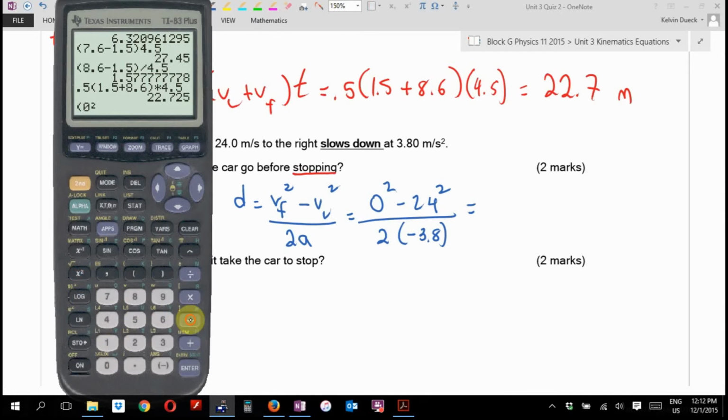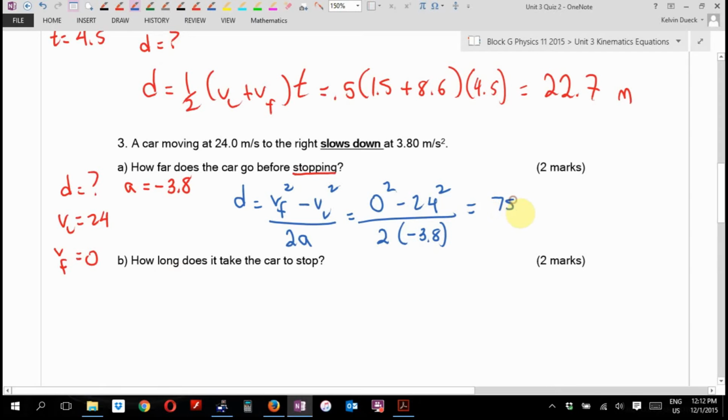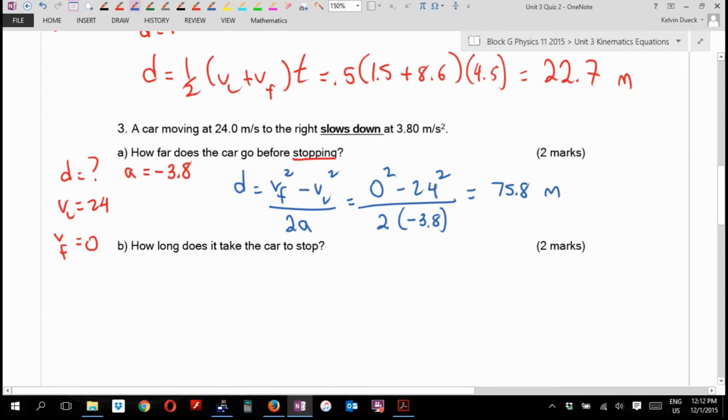0 squared minus 24 squared all over 2 times negative 3.8. I get a positive answer, which is good, because even though I'm slowing down, I'm traveling forwards. 75.8? Is that right? People nodding? Yes, no? Yep. 75.8, and it's a distance, meters. Excellent. Justin, what's B asking me to find when it says how long?